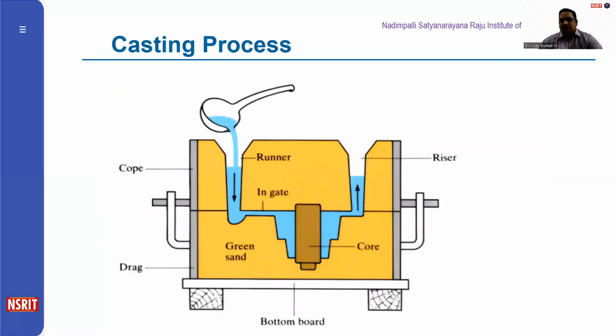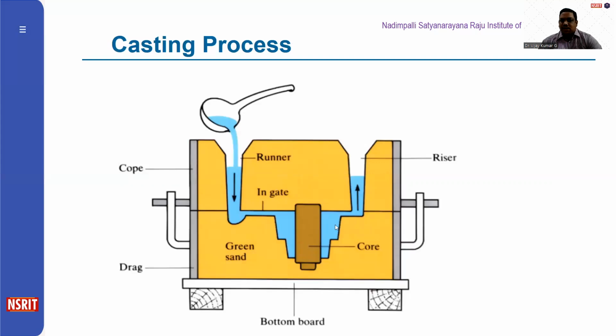So basically, casting is a process in which we melt the metal into a liquid state, and then we pour it into a cavity where it gets solidified and takes the shape of the cavity. And later we can remove all the other things and finally get the part of the desired shape.